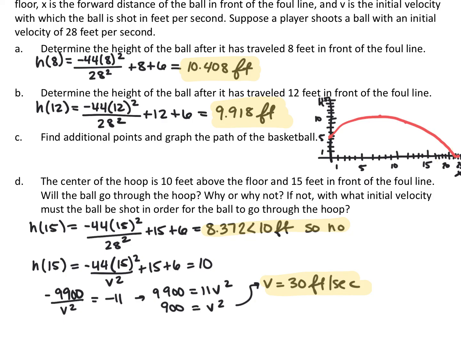So then they said, okay, what would your velocity have to be in order for it to go through the hoop? So you still want x to be 15, and you still want it to equal 10 because you want it to be at least 10 feet above the ground. And so now I'm letting v be my unknown, and I subtracted the 15 and the 6 from both sides. I got negative 9,900 over v squared equals negative 11. I multiplied v squared to both sides, got 9,900 equals 11 times v squared. I also multiplied by negative 1. Divided both sides by 11, v squared equals 900, took the square root. So your velocity should be at least 30 feet per second.